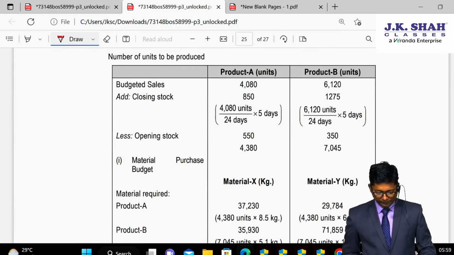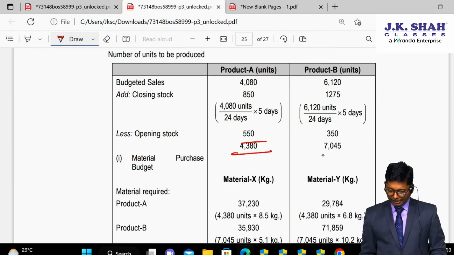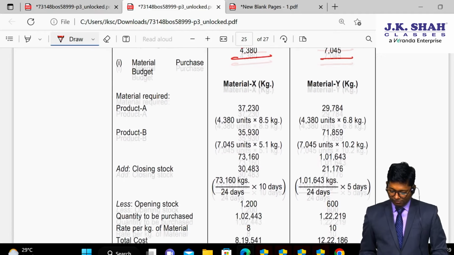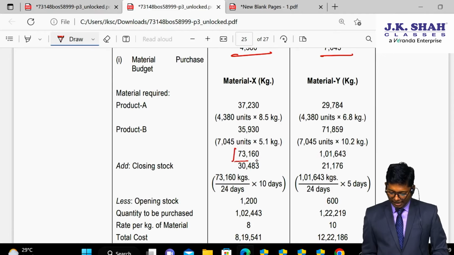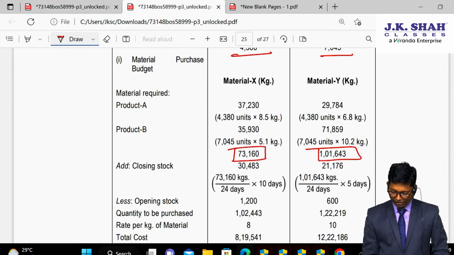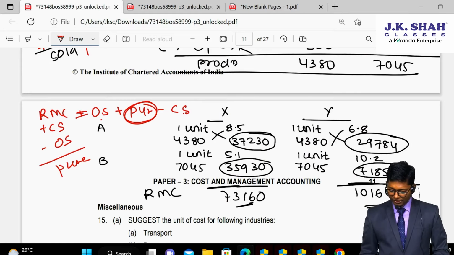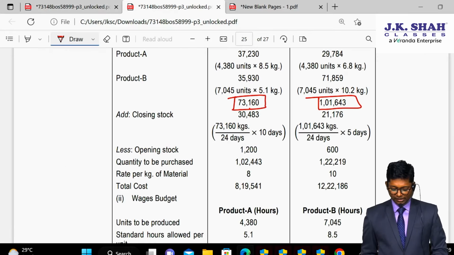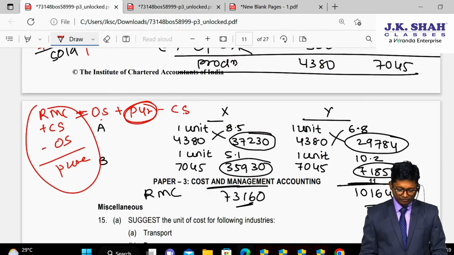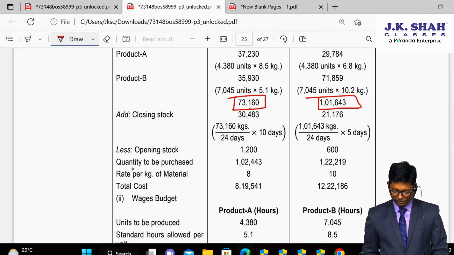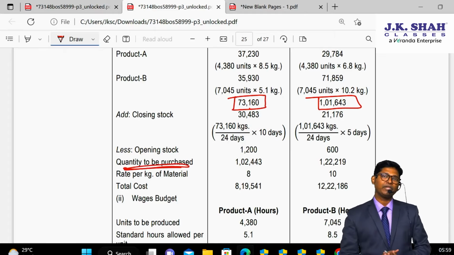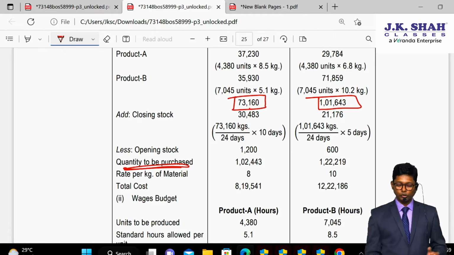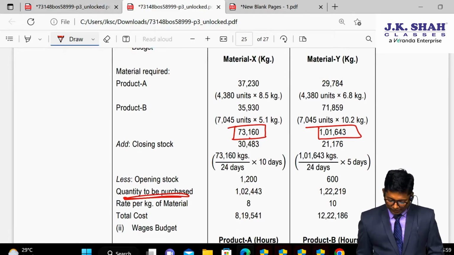You can see here, in the first budget, these quantities are calculated. In the second working note, material requirement is calculated, and this is the material requirement in all which we computed here, 73,160 and 101,643. So here we are adding closing stock, we are deducting opening stock. The same formula will give you purchases, and here you are going to get the purchase quantity. Now the question comes, how to calculate closing stock.